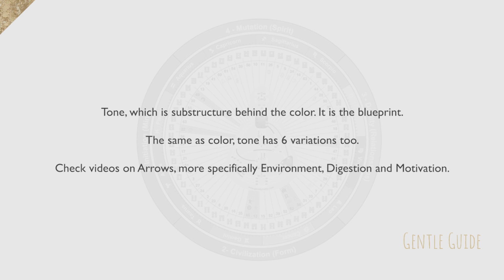Firstly, if you have an advanced map done, you would see both the tone as well as the color next to your arrows. Tone would be in a triangle shape. But to determine what is the tone of your cognition, you don't need that chart. I will show you how to find it in your human design chart.